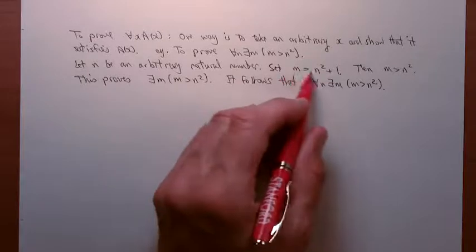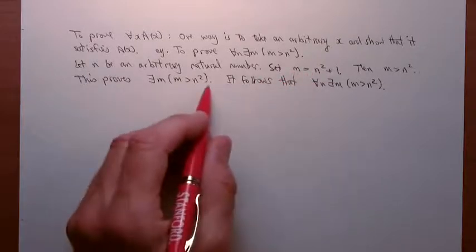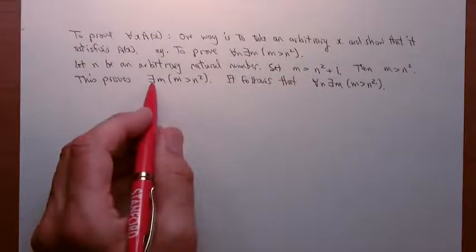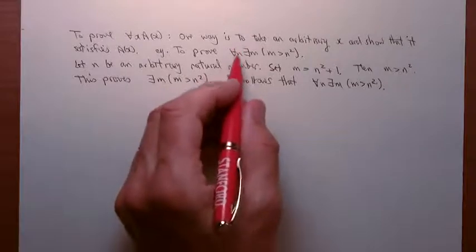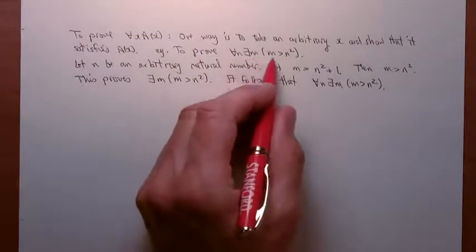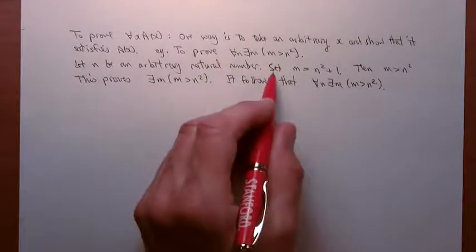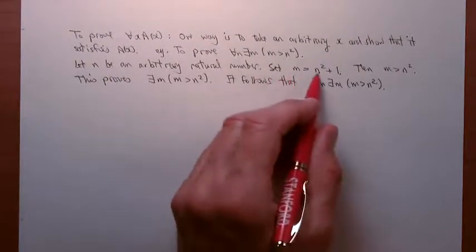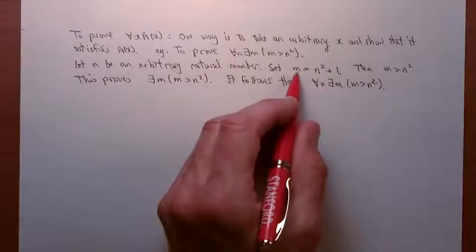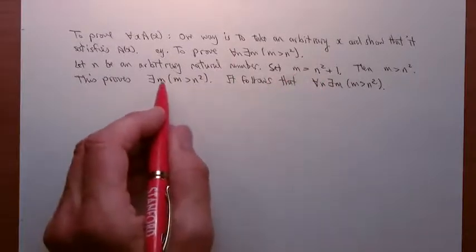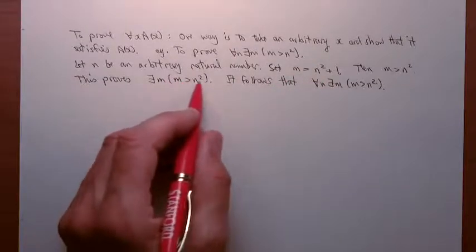Then we carry out some reasoning to verify the rest of the formula. When we eliminate that for all n, we're trying to prove that there is an m bigger than n squared, which is this statement. Now, in this case, it's a trivial argument. We just square n, add 1, and let m be that number. So we explicitly find an m that satisfies this property.